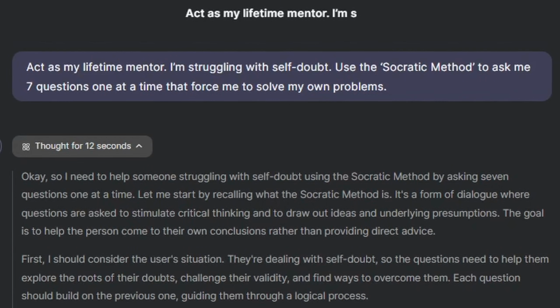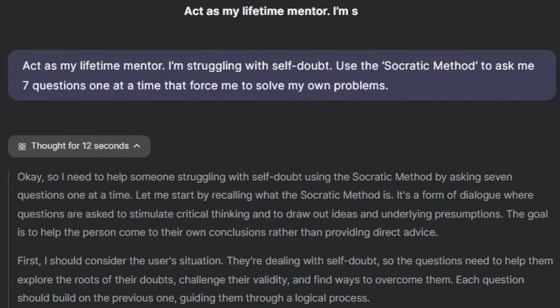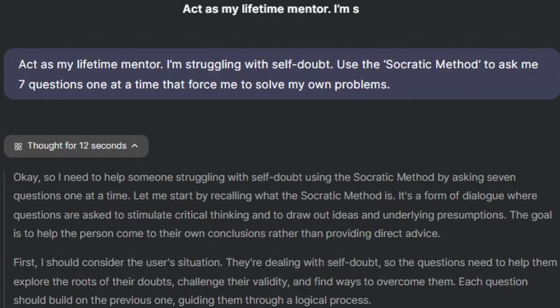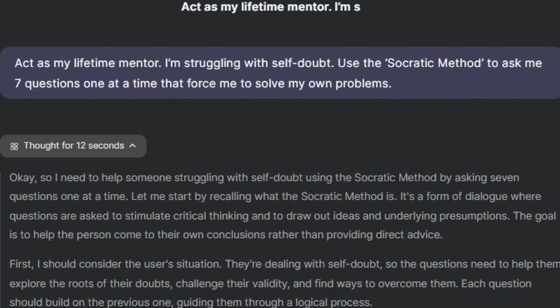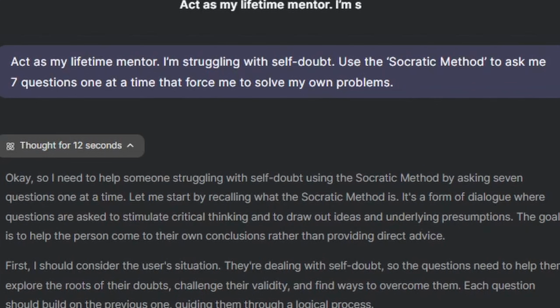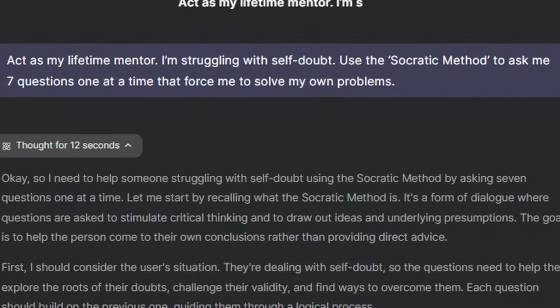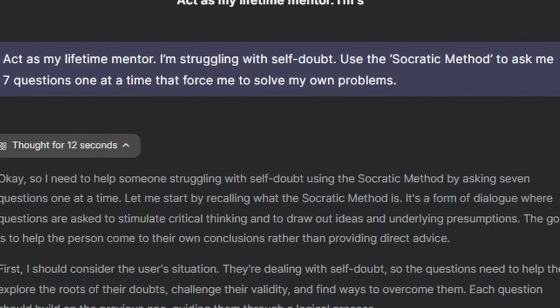As you can see, the unstructured prompt reads like a sentence. "Act as my life mentor. I'm struggling with self-doubt. Use the Socratic method to ask me 7 questions, one at a time, to force me to solve my own problems." It's very open. It's very undirective.